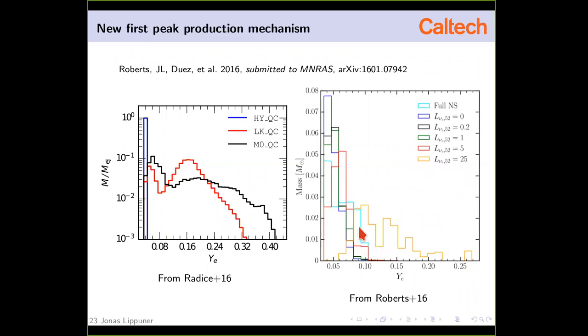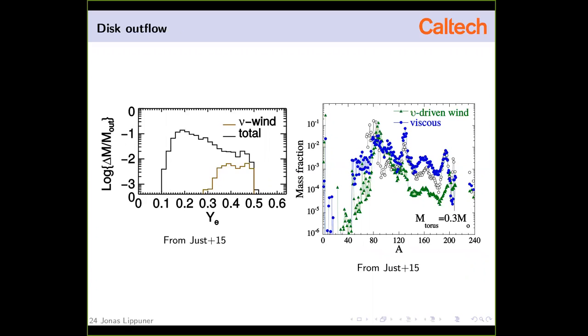All right, and then just finally, I want to mention, all this stuff I talked about so far is from the dynamical ejecta, and Luke and I are working right now on some nucleosynthesis in disk winds together with Rodrigo Fernandez, but fortunately we don't have any results yet, so I'm just showing something from Just et al. 2015. And so here on the left is the electron fraction distribution, and he's actually split it up by neutrino-driven wind, which is sort of the brown curve here, where we don't have much mass below a value of 0.23.